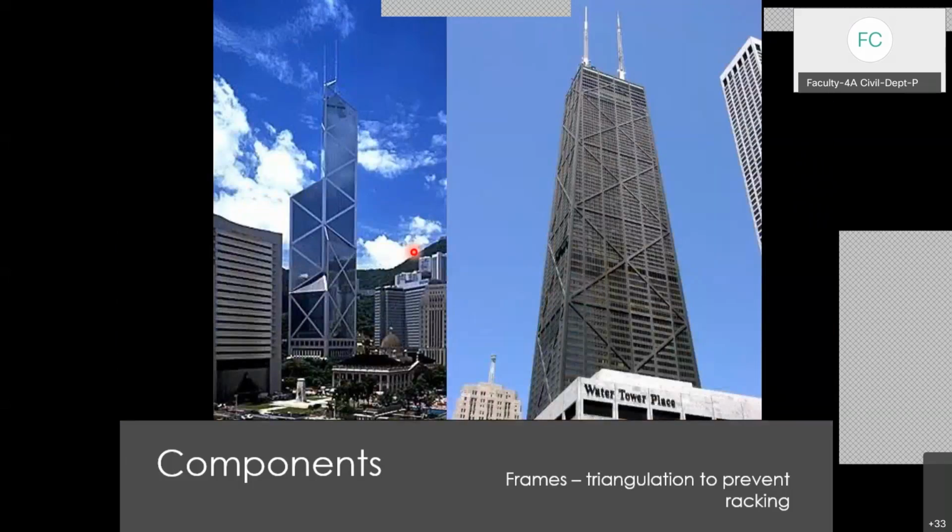More preferably, you can see it in high-rise buildings. In high-rise buildings, you will be able to see such kind of diagonal members, so that the racking, or because of the horizontal, more preferably wind load, it should not deform badly, and that's the reason the triangulation part is most of the time provided. Triangulation part means that we provide the diagonal members.